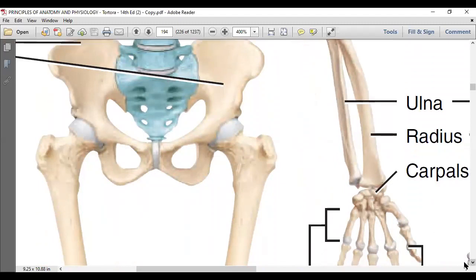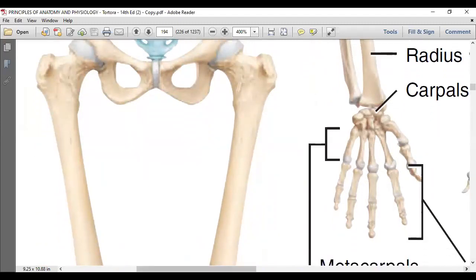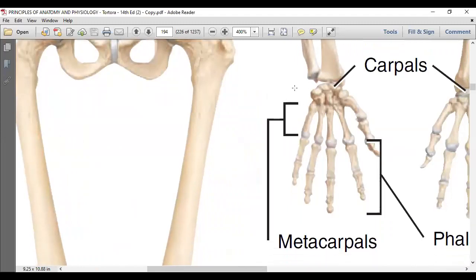Then the connection of the carpals to the metacarpals. Let me show you. These are carpals and these five are the metacarpals. So the carpo-metacarpal joint, and we have one more joint here. The thumb joint is separate. The carpo-metacarpal joint we said is a condyloid joint. This thumb joint we said is a saddle joint. Again, a hinge joint you can see here.